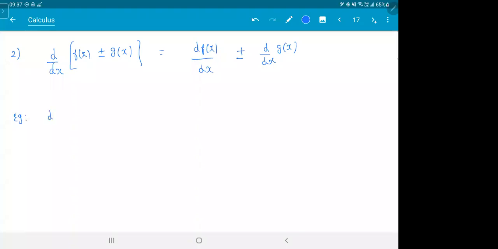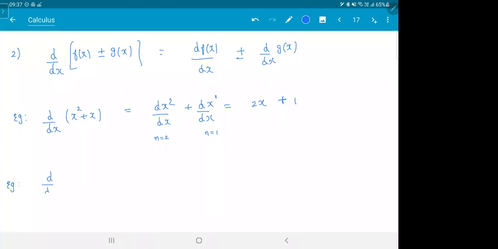Example, if you have to differentiate x square plus x, then differentiate x square separately plus differentiate x separately. X square ka differential is what? 2x. This thing is n is equal to 2, right? So this thing n is equal to 1, 1 into x power 1 minus 1, x power 0. Is this fine, people?